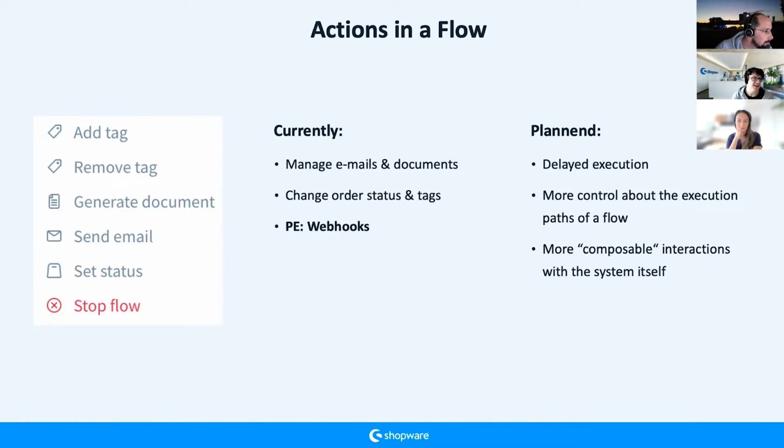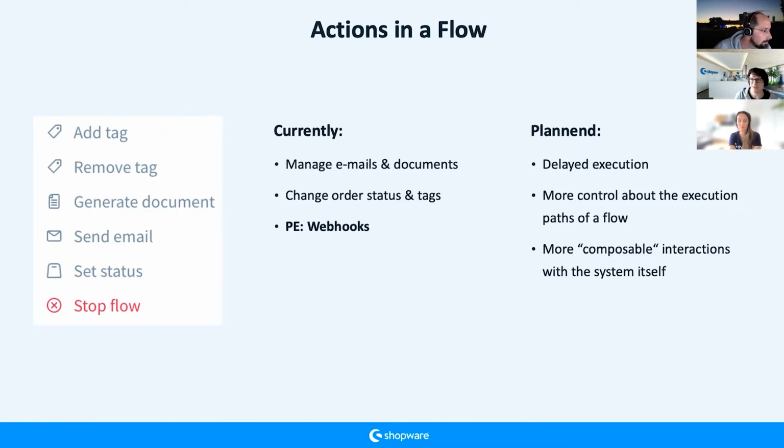And what we are planning to do in the long run and in the next weeks is think about different kinds of actions and how to execute them. For example, think of delayed actions. Right now, every time the flow is executed, all these actions are executed as well.